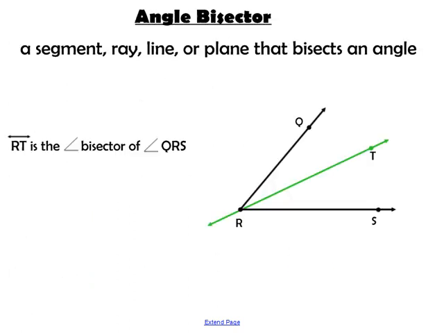Now we've talked about angle bisectors before, but just to review, an angle bisector is a segment, ray, line, or a plane that bisects an angle. So here we have line RT is the angle bisector of angle QRS. So that means it cuts the angle in half, so that angle QRT is going to be congruent to angle TRS.